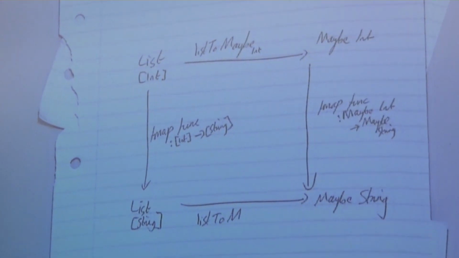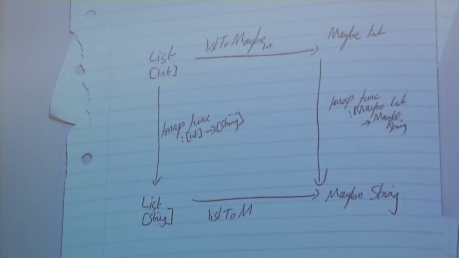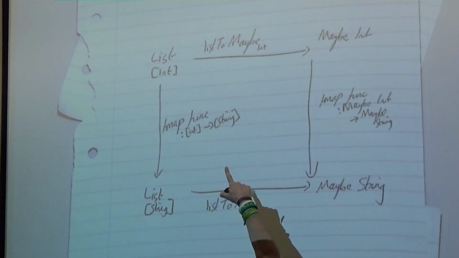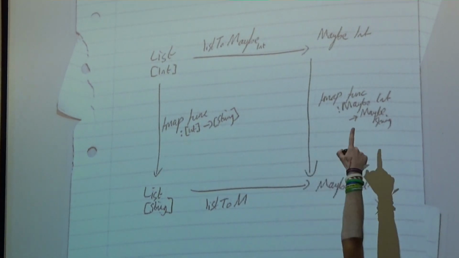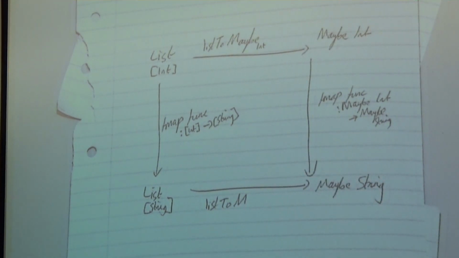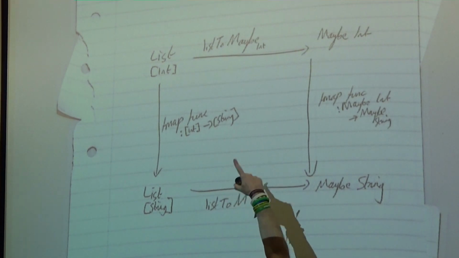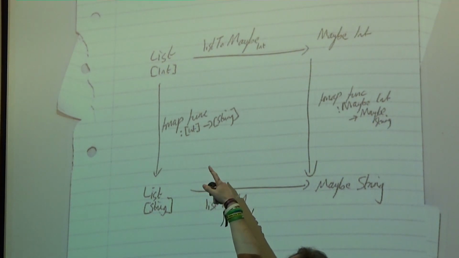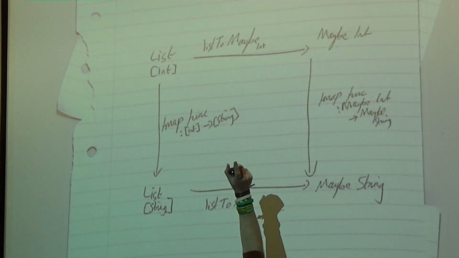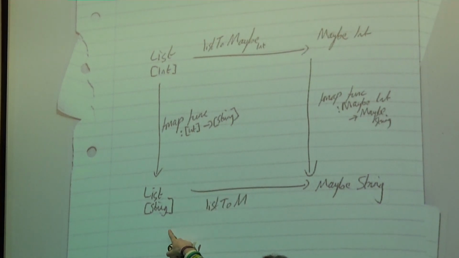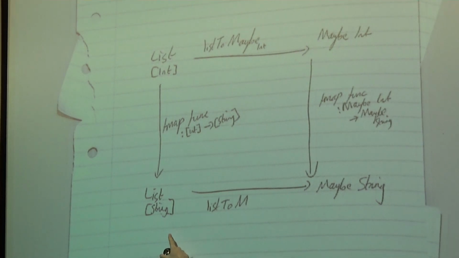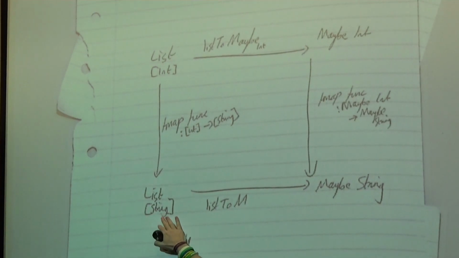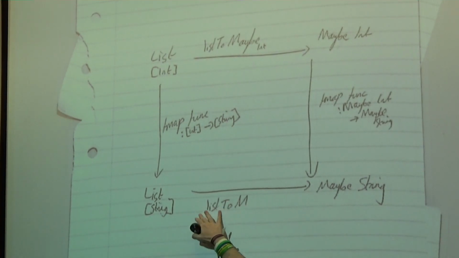Okay, this is a commutative category diagram. If we start with a list of integers at the top, we can convert that into a maybe integer. Or we could start with a list of integers and map some kind of function across it using fmap. So we can map a list of integers to, say, a list of strings, maybe using show or something like that. Then, when we've got this list of strings, we can use the same conversion to go to a maybe string.